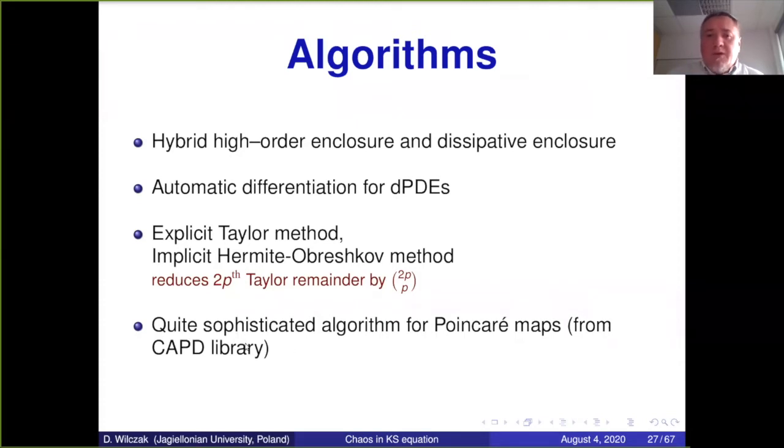And of course, we also need some algorithm for computation of Poincare map in proper coordinate systems. And this is implemented in our library, but I'm not going to speak about this. This is too technical, and I have no time, I guess, for this.